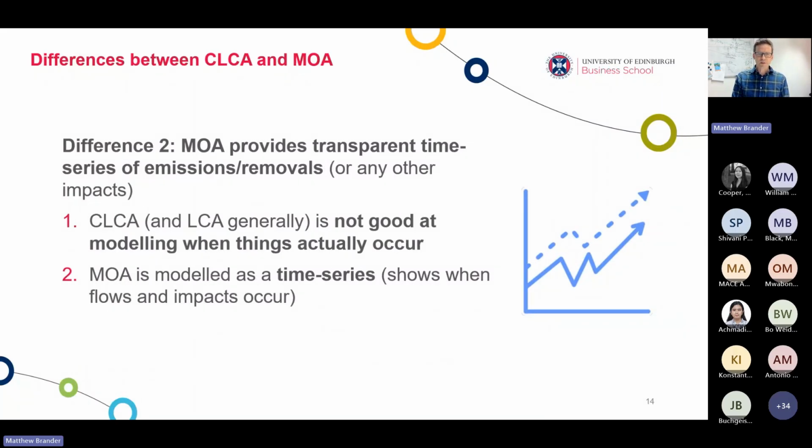But something that is probably more significant as a difference between MOA and consequential LCA is the way in which MOA will plot when emissions and removals occur as a time series. So you have temporal information on when emissions and removals occur. Whereas CLCA or LCA generally just is not good at modelling when things actually occur, whereas MOA is explicitly modelled as a time series.